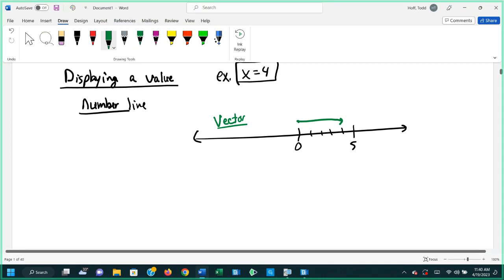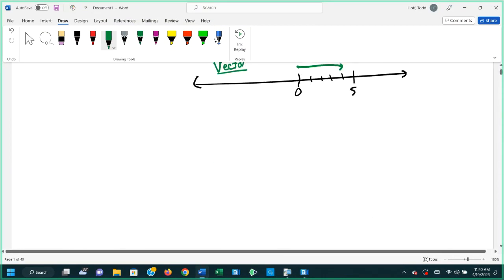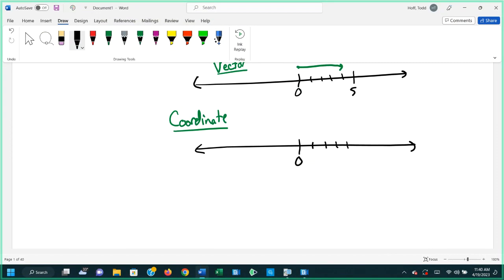So rather than using a vector, we use what's called a coordinate. Now, a coordinate is just a point. So if I'm looking at my number line, still displaying that x equals 4, it would just be a point or a dot at 4. There's x equals 4. So that's if we're representing a single number. Now, a lot of times we want to represent a range.